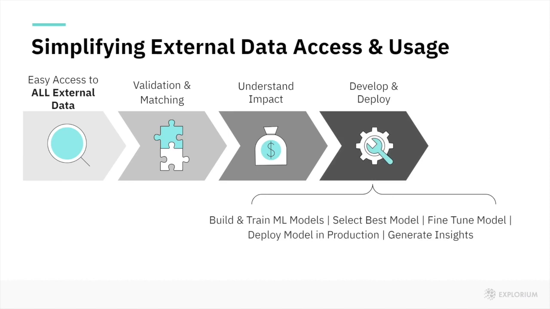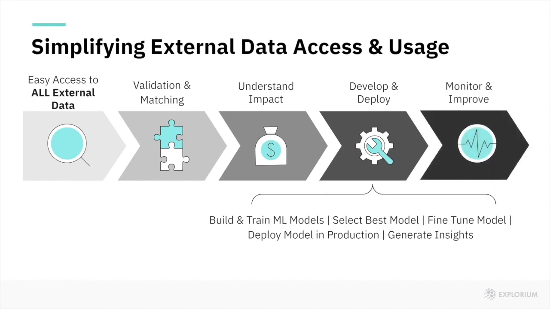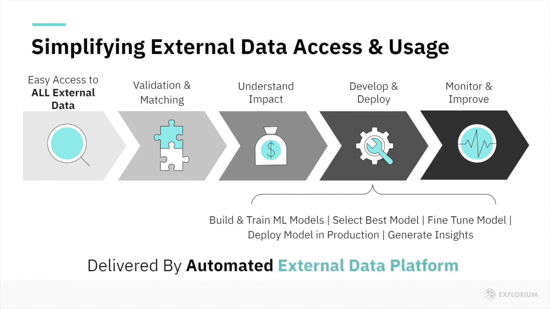You can train your ML models. You can select the best model, and for production, you can fine tune your models, deploy those final models to production, and then generate insights from that model as well. So it is kind of an end-to-end platform from data access to validation to matching to impact analysis to training your ML algorithms and taking it to production, and then continuously monitoring and improving your model performance on an ongoing basis to make sure that there are no model drifts. And if there are, you can quickly address them. So that is what is delivered by an automated external data platform.